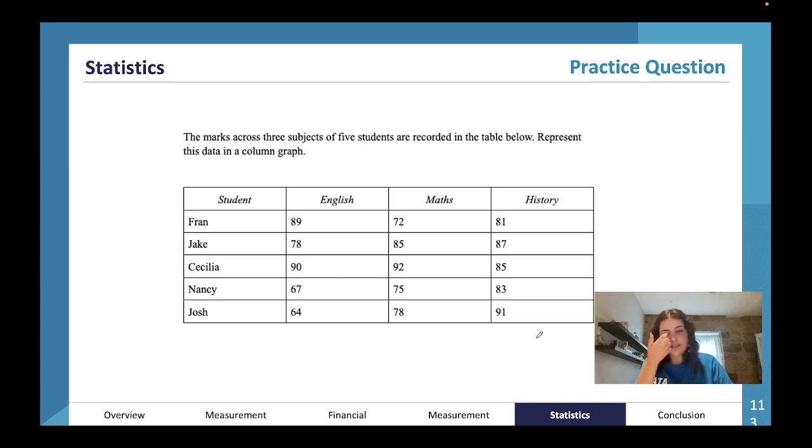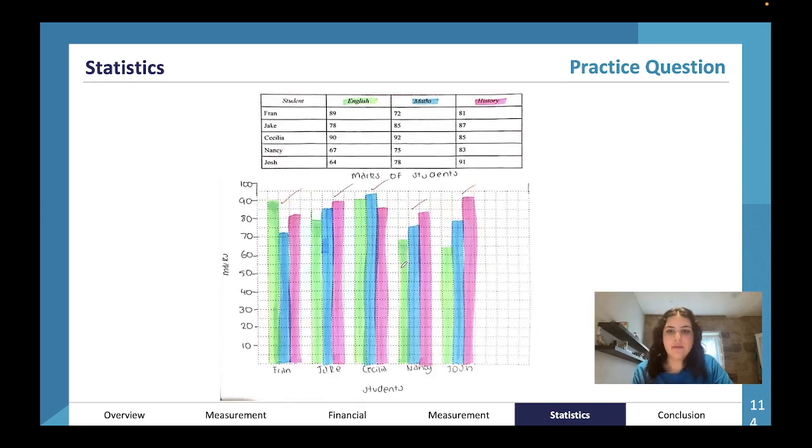The marks across 3 subjects of 5 students are recorded in the table below. Represent this data in a column graph. So we have Fran, Jake, Cecilia, Nancy, and Josh, and they have English, maths, and history marks. This is what it would look like if we represented it in a column graph. So see how there's breaks between each student, but we don't need breaks between the columns when they're all for one piece of data, which is the student itself.